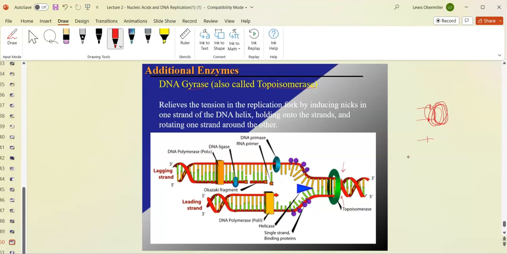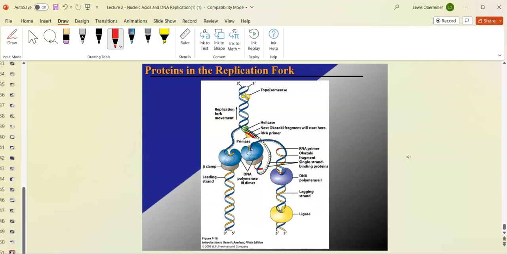So get a rubber band, twist it together, pull it in the middle. You'll see that the ends get really tight, and if you clipped one of those pieces of the rubber band and then unspun it, you would see that you can release that torsional stress in front of it so that the DNA doesn't break. So this enzyme is called gyrase or topoisomerase. We use this in biotech all the time.